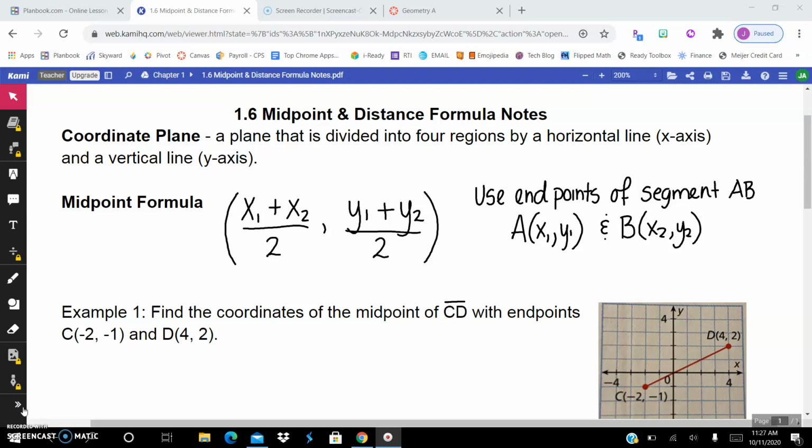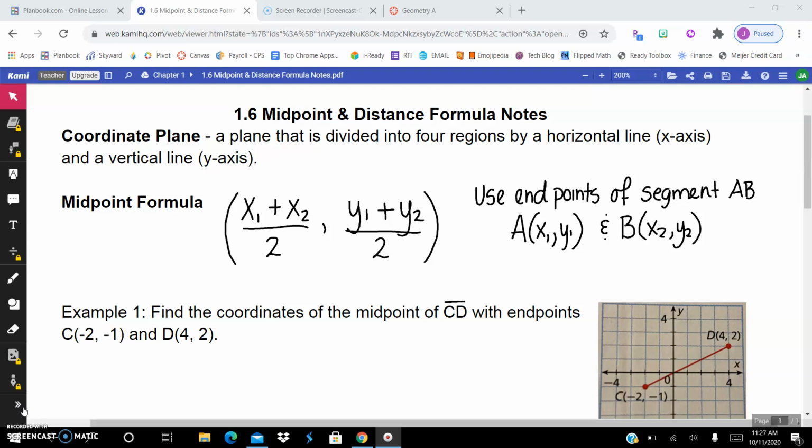The coordinate plane is a plane that is divided into four regions by a horizontal line, which is called the x-axis, and a vertical line that's called the y-axis. So basically, the coordinate plane is where you plot your points. You guys have used them for years. You know what I'm talking about.